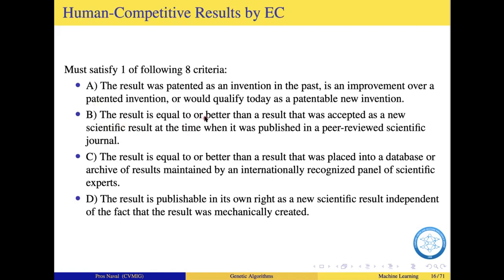The second is the following. The result is equal to or better than the result that was accepted as a new scientific result at the time when it was published in a peer-reviewed scientific journal. Third, the result is equal to or better than a result that was placed into a database or archive of results maintained by an internationally recognized panel of scientific experts. Fourth, the result is publishable in its own right as a new scientific result independent of the fact that the result was mechanically created.